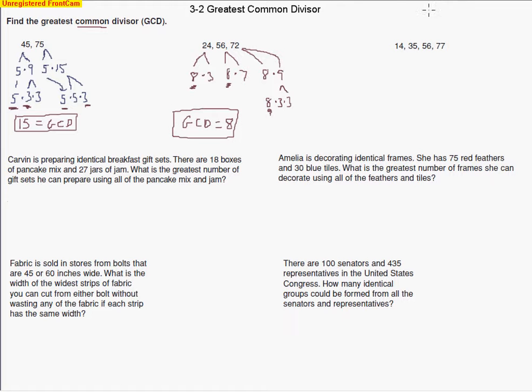Now look at the next one. I'm going to do the same thing. I look for a common factor between all of those numbers. So I'm going to start with the 14, and I see that it would be broken down to 7 times 2. Well, the 35, I could break down to 7 times 5. 56, I see it's 7 times 8. And 77, well, I see that's 7 times 11.